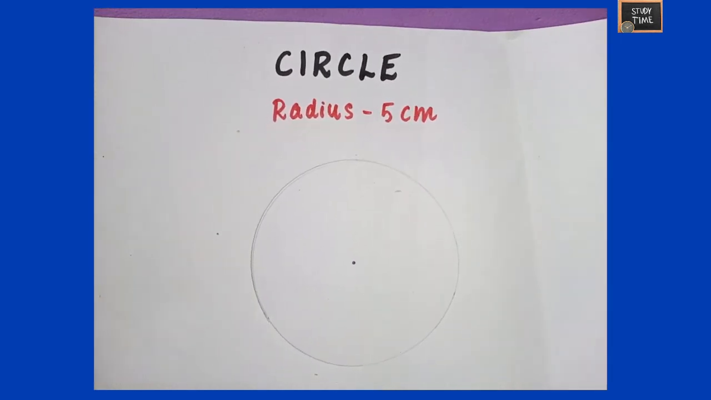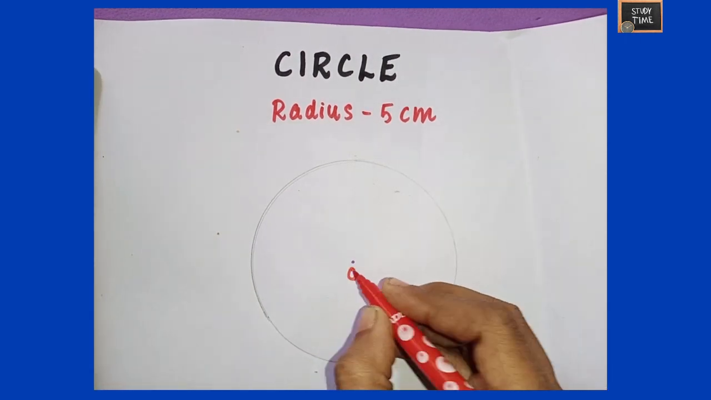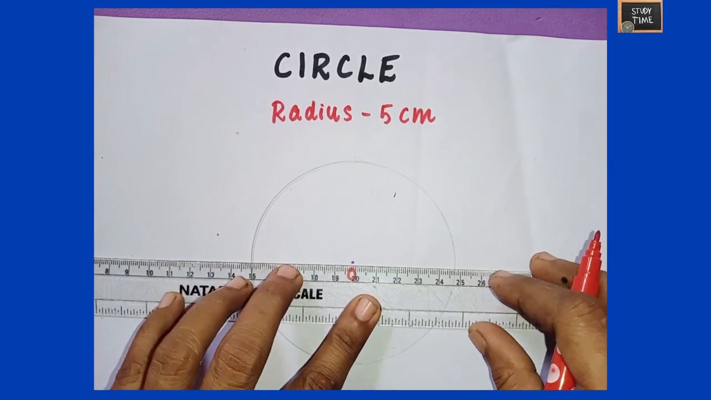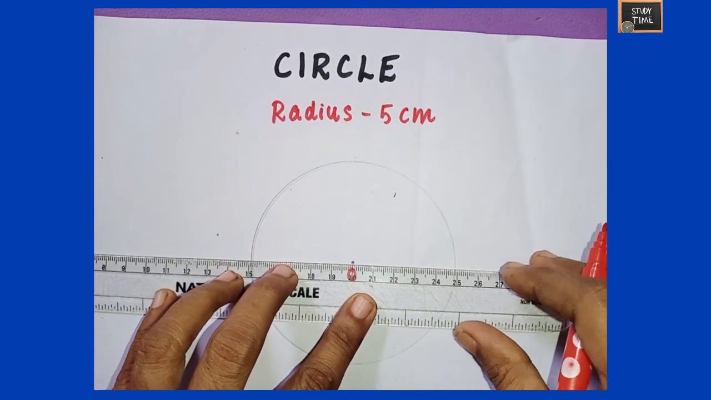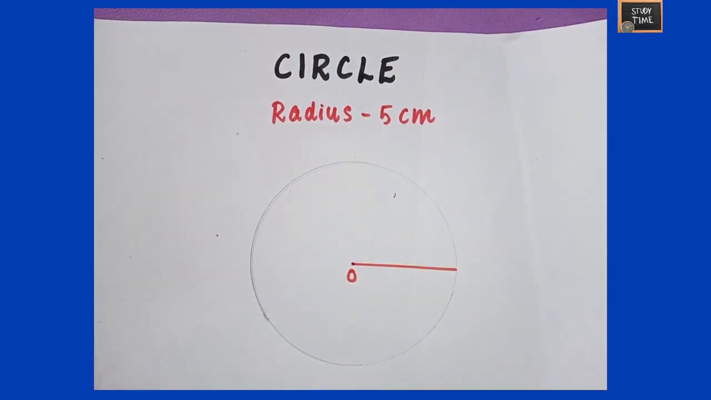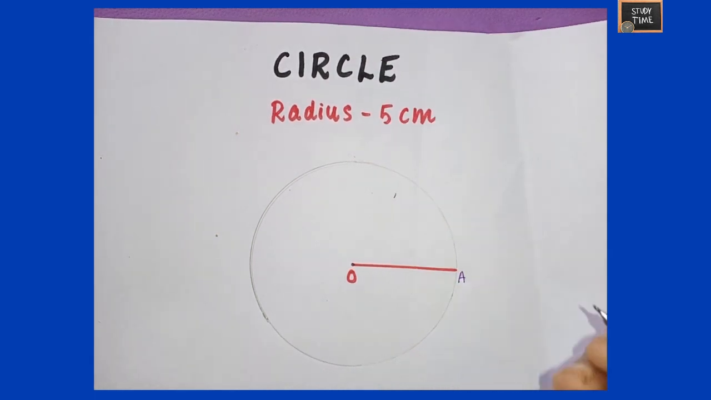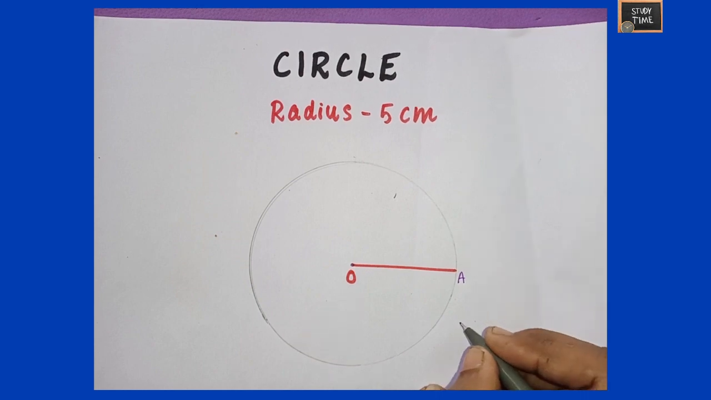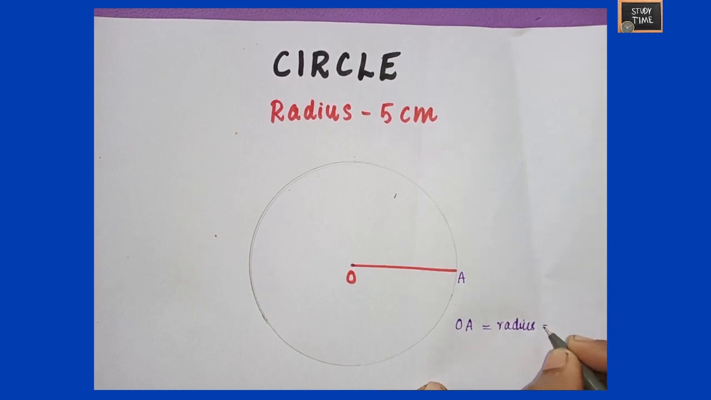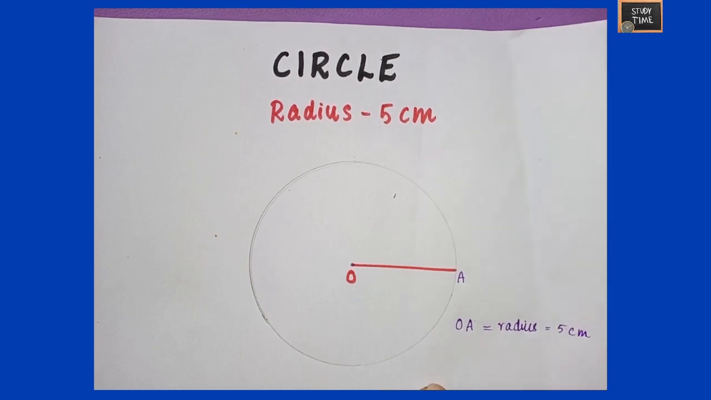Next, we are going to mark the parts of it. The center point, that is O. Next, we are going to mark the radius. So from the center to the circumference of the circle is the radius. Draw a line, mark it as any alphabet. I'm going to mark it as A. The distance between OA is 5 centimeter, that is the radius. You're going to write which is the radius here and what is the measurement here. You have to mention it always.